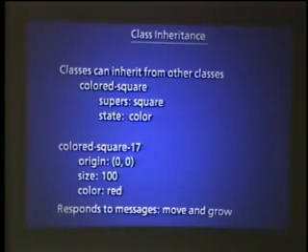So a particular colored square, say colored square 17, would have an origin, say 0, 0, and a size, say 100, and it might have a color called red. And you see that this colored square shares with square much of the same properties. And in fact, it can respond to the same messages for move and grow. And unless there's a specialization that says, here's a special way to move, it will move in the same way that squares move.